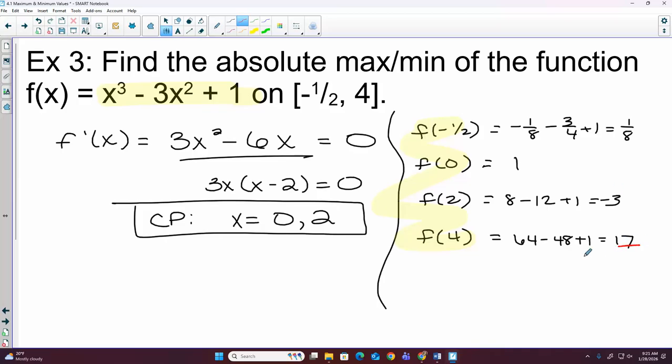17 is my absolute max. Which one's my absolute min? So f of 4 equals 17 is my absolute max. F of 2 equals -3 is my absolute min. So we basically find our critical points, plug those and the endpoints into the original. Any questions there?